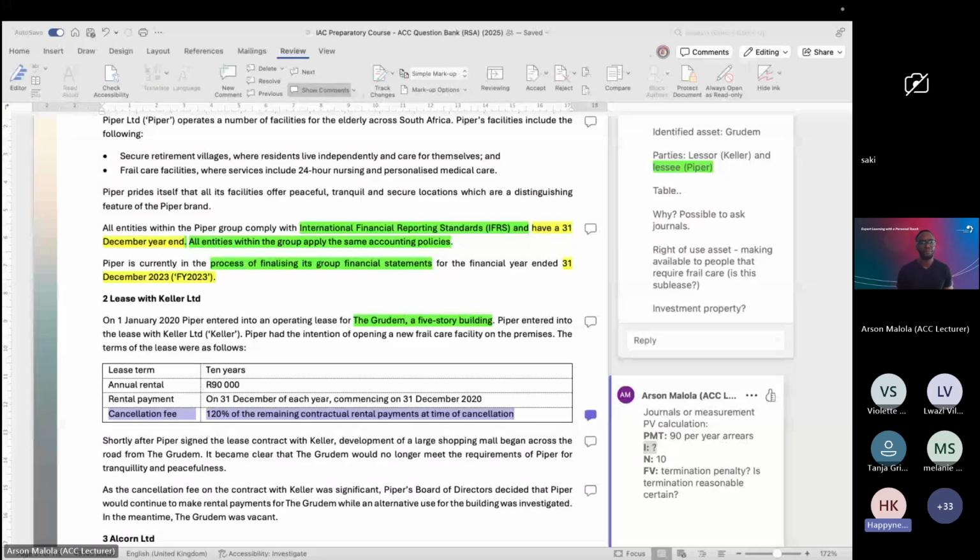So yeah, we are going to use the rate that is given. If we were given the incremental borrowing rate, we would have been using that. But for our case, we're just given the 9.5, which they say is the discount rate.